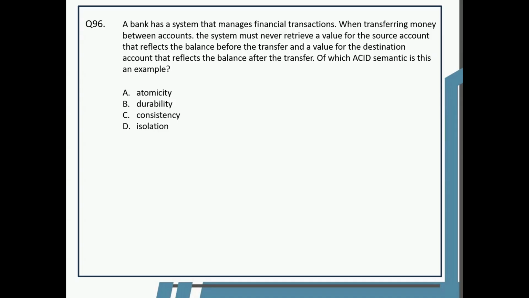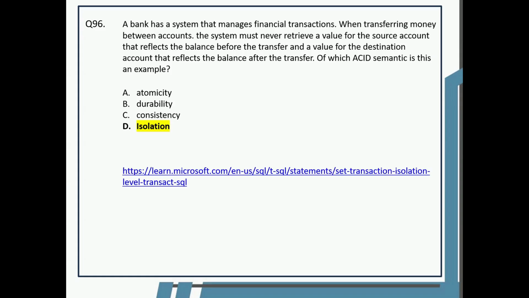Folks, isolation ensures that concurrent transactions execute independently of one another. This means the intermediate state of a transaction is not visible to other transactions. In this scenario, the system must see a consistent snapshot of both accounts, either both balances before the transfer or both balances after, never a mix of the two states.